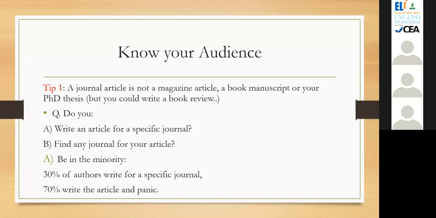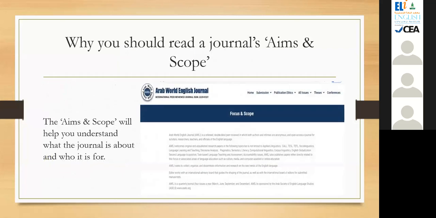I think most of the PhD students or MA students collect their data and then write their MA thesis or PhD thesis, and then start to look for the article. Why the panic? I will explain that to you thoroughly later on. I will tell you why we panic when we write the article and then panic. Okay, so why you should read a journal's aims and scope.